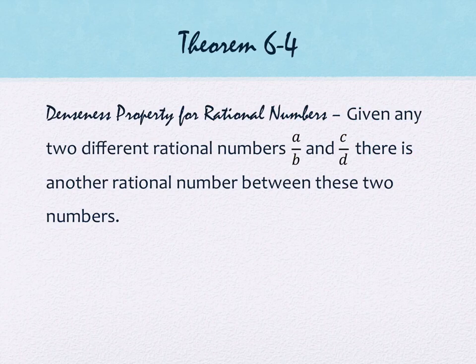Denseness. This isn't dense like my kids talk about. Nobody's dumb. This is dense in the sense that it has lots of stuff in it. If you've got any two rational numbers, any two fractions, there's always another rational number, another fraction, in between them. So think about this.